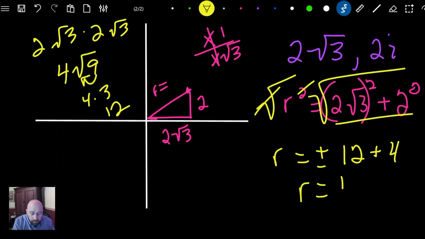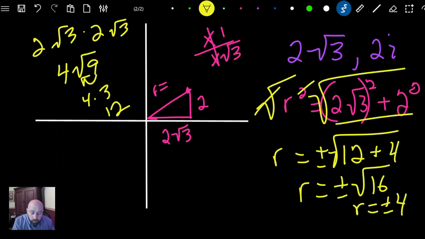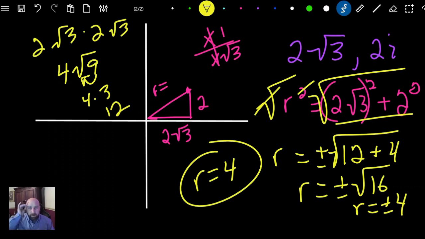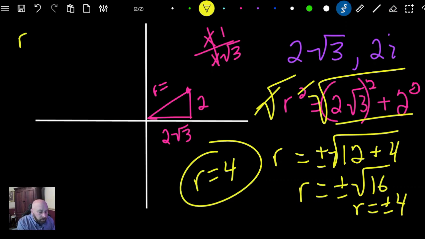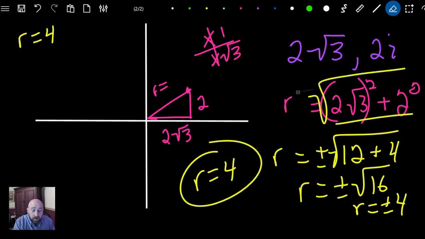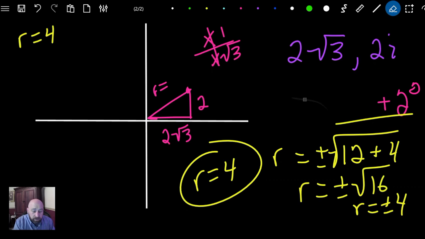So we get r equals plus or minus, and this is all still in the square root sign, and that's going to be the square root of 16, or r equals plus or minus 4, or just r equals 4, because remember, r is always positive. I'll write that up here in the corner, r equals 4, okay? Now, we know what r is, but what else do we have to find?